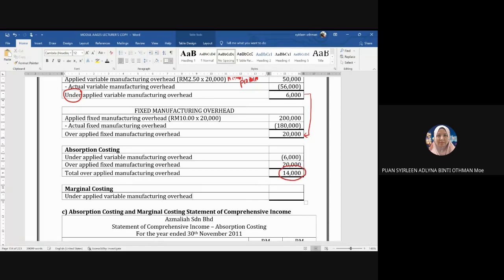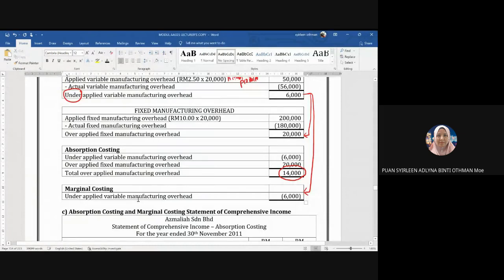Okay, untuk marginal kita ambil balik RM6,000 je. So kalau you tak tunjuk this area pun tak apa sebab dekat atas kita dah kira. Kita fahamlah marginal dia akan guna variable sahaja. So untuk marginal it's 6,000 under applied. Alright, we are going to prepare the statement. So I am going to do for absorption dulu.